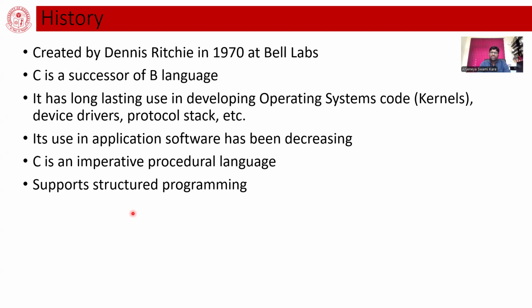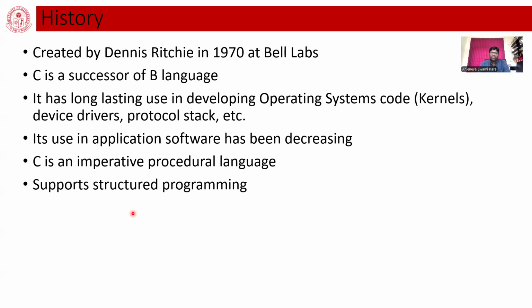Its use in application software has been decreasing because a lot of new technologies are coming up, and they have replaced C for application development. Since more advanced technologies are available, people are slowly using those instead of C. But still, the C language is more relevant when it comes to operating systems, networks, and low level programming.